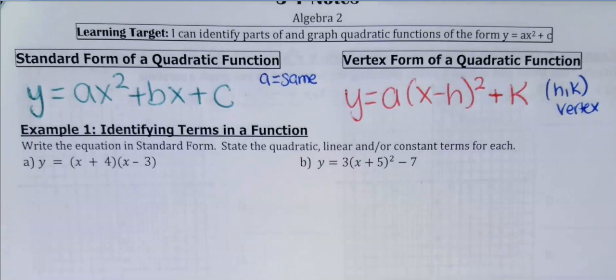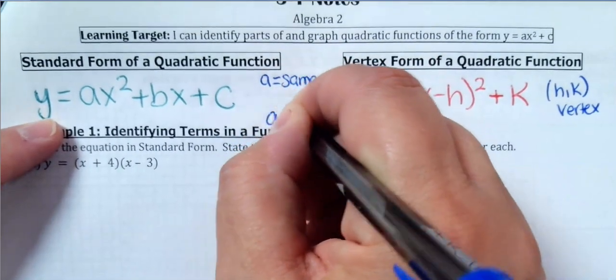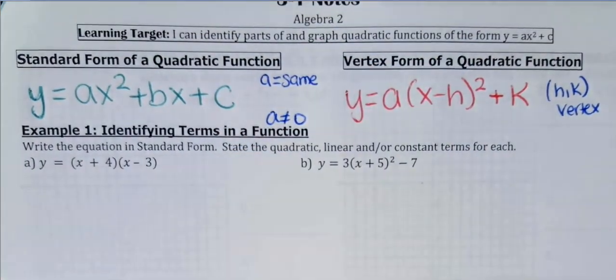But whenever you do either one of these versions, the a value cannot be equal to 0, because if it was, then you would not actually have a quadratic. A quadratic requires that you have an x squared as your highest power of x. So if a was 0, we would not have an x squared.